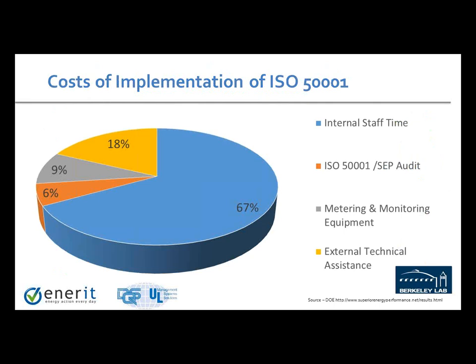The cost of implementation of ISO 50001. This is taken from research done for the Superior Energy Performance Program, and it shows that the costs are typically around 67% for internal staff, and then you've got costs of auditing, some costs for metering and monitoring equipment, and costs for external technical assistance. I'd probably ask Don as well to comment on these costs.